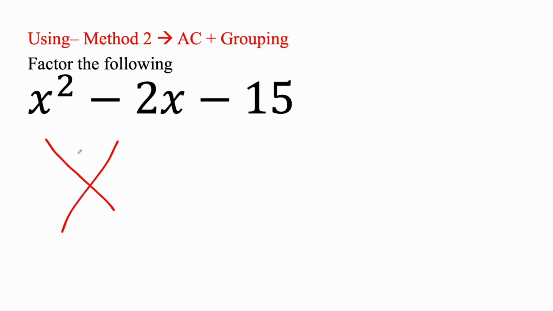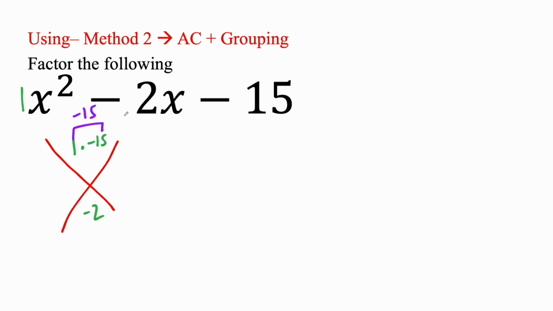On the top, it's going to be a times c, and on the bottom, it's going to be b. A times c: there's no coefficient here, so we know it's 1. This is our a term, so 1 times our c term, this constant here, so times negative 15. And our b term is the coefficient for x, so negative 2. And we know 1 times negative 15 is negative 15.